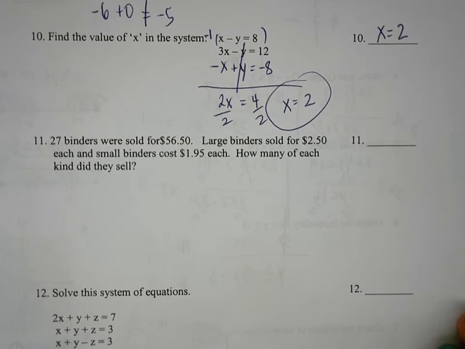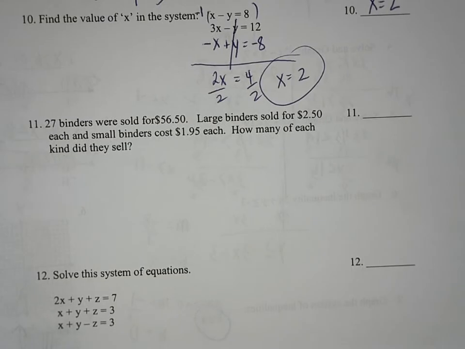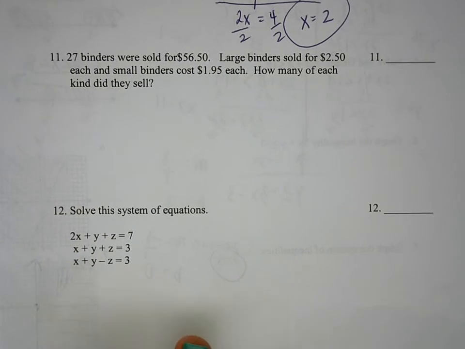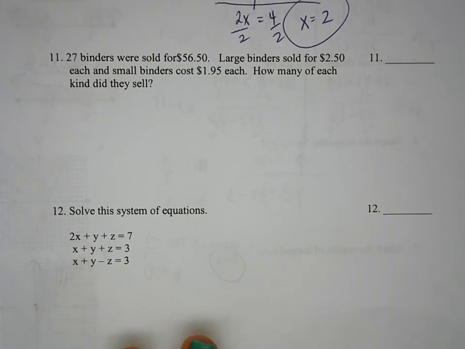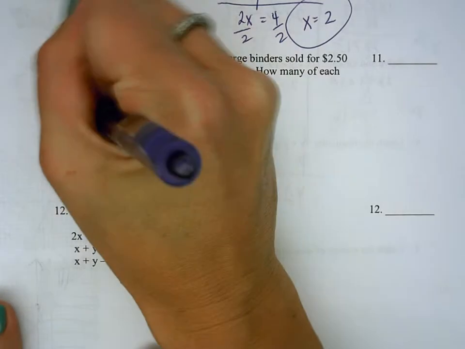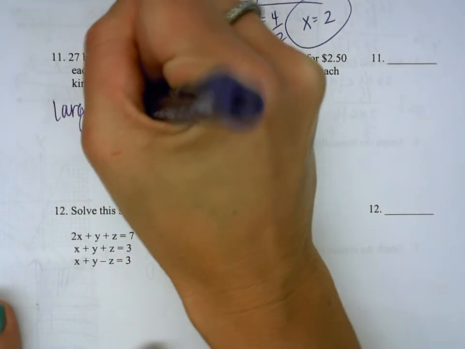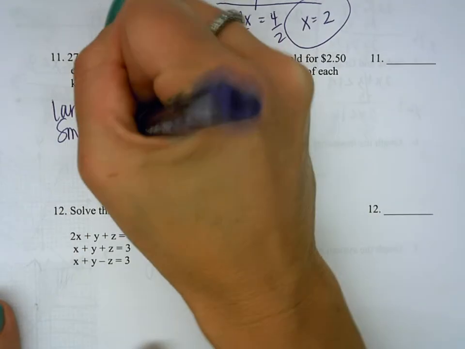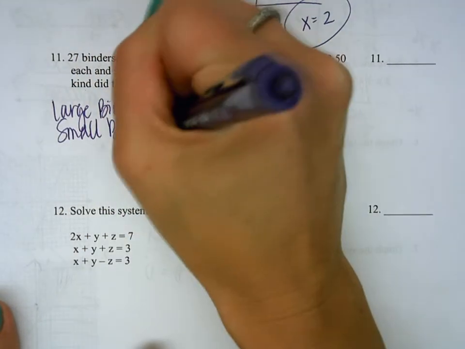Exactly. All right, number 11. Okay, 27 binders were sold for $56.50. You have large binders and small binders. Okay, so I'm going to say that large binders equals x and small binders equals y. Okay, let's do our money equation.